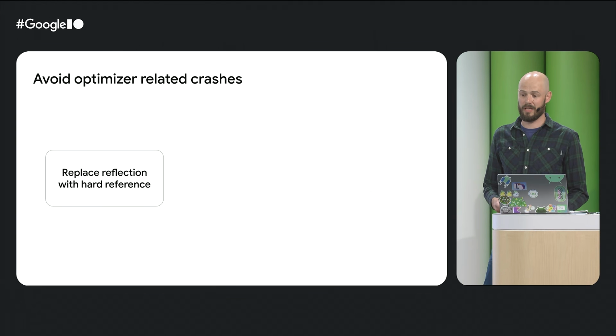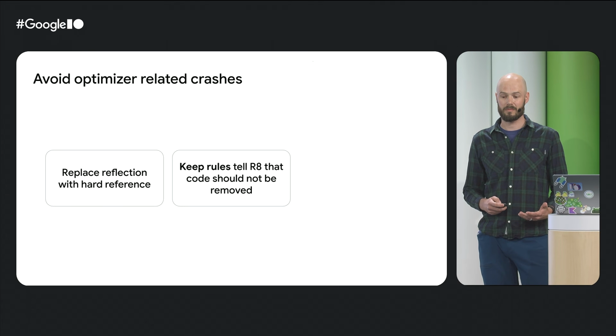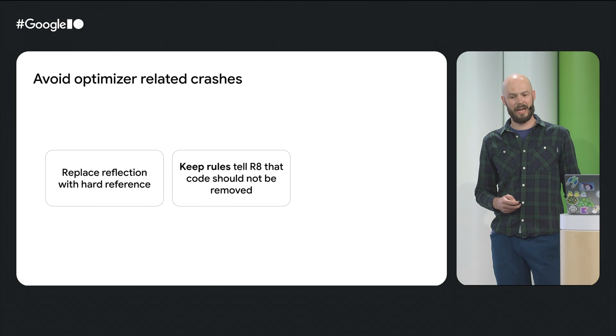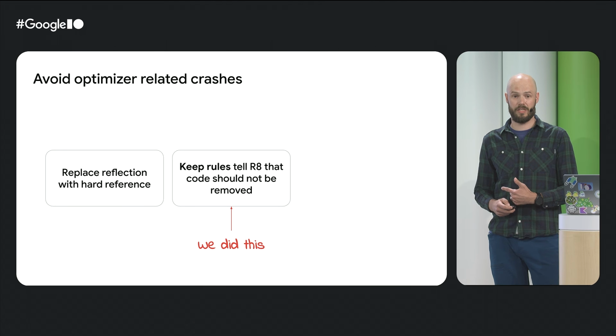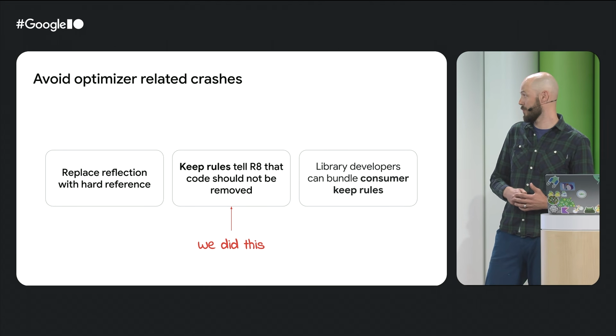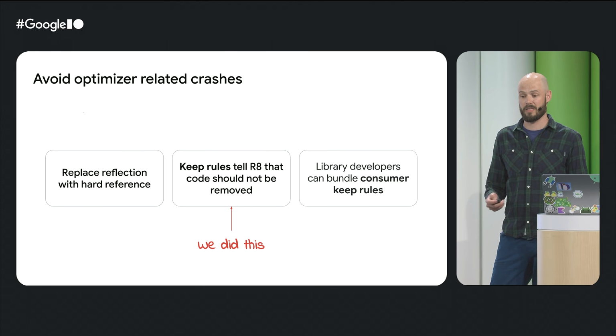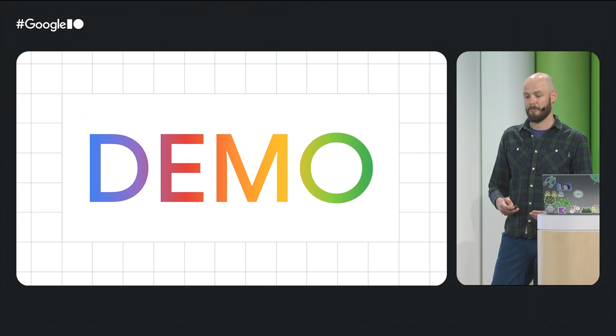To avoid optimizer-related crashes, replace reflection with hard references where possible. Otherwise, you can add classes and methods to keep rules, which tells R8 that this code is used and should not be removed or renamed. That's what we just did. And library developers should bundle consumer keep rules within their libraries when they get distributed, and apps can then automatically use those when they depend on that library.